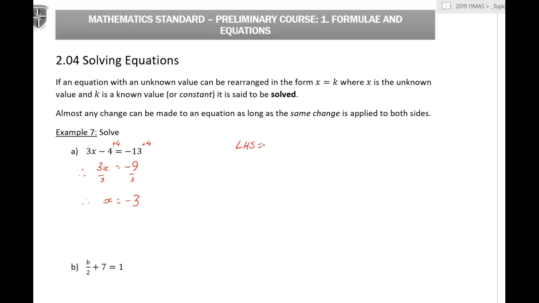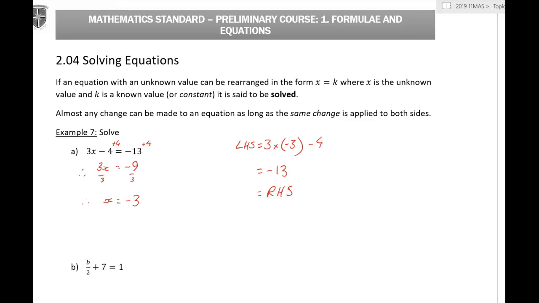My left-hand side in this case is going to be 3 times, I'm going to put a bracket here, negative 3. 3 by negative 3 minus 4, which is equal to, 3 times negative 3 is negative 9. Negative 9 minus 4 is negative 13, which I can see is equal to my right hand side. So there we go, I have a valid solution.